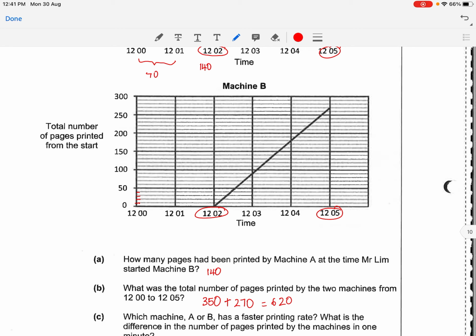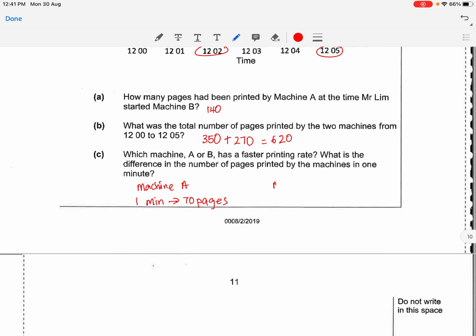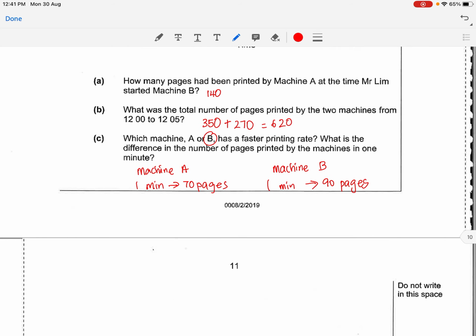1 minute from 12:02 to 12:03, in 1 minute, it will be able to print 90. So machine B, 1 minute, you will be able to print 90 pages. So who has a faster printing rate? In this case, of course, machine B will have a faster printing rate. What is the difference in the number of pages printed by the machine in 1 minute? I've already found out the rate. I'll just need to do the last step, which will be 90 minus 70 equals to 20.